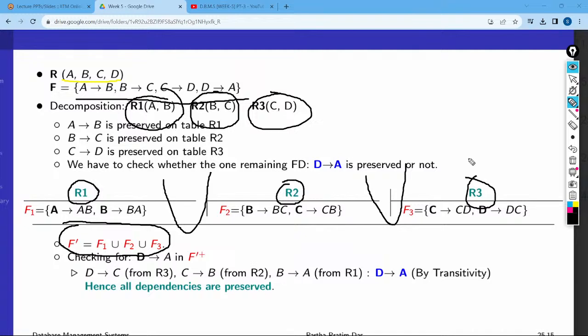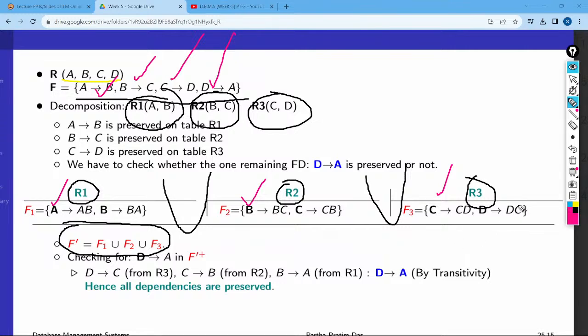And one by one we start checking for all the dependencies from F, right? So A arrow B exists. Yes, it exists. B arrow C, does it exist? Yes, B arrow C exists. Does C arrow D exist? Yes, C arrow D does exist. Okay. Does D arrow A exist? D arrow A, does it exist or not?